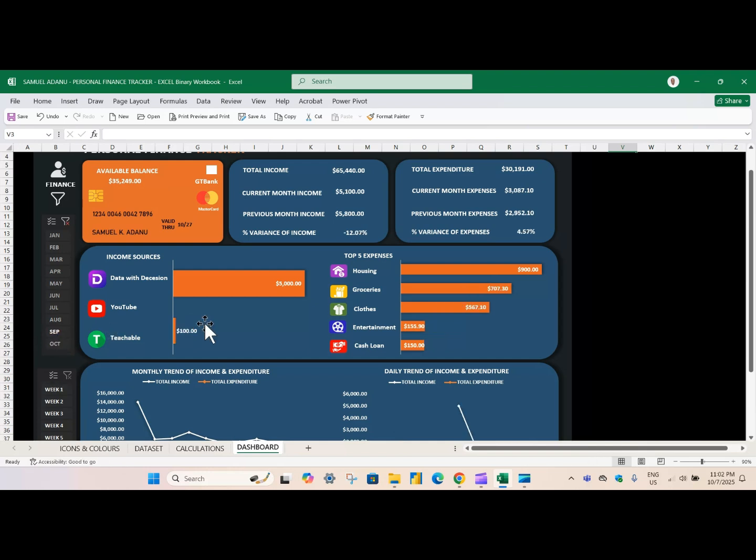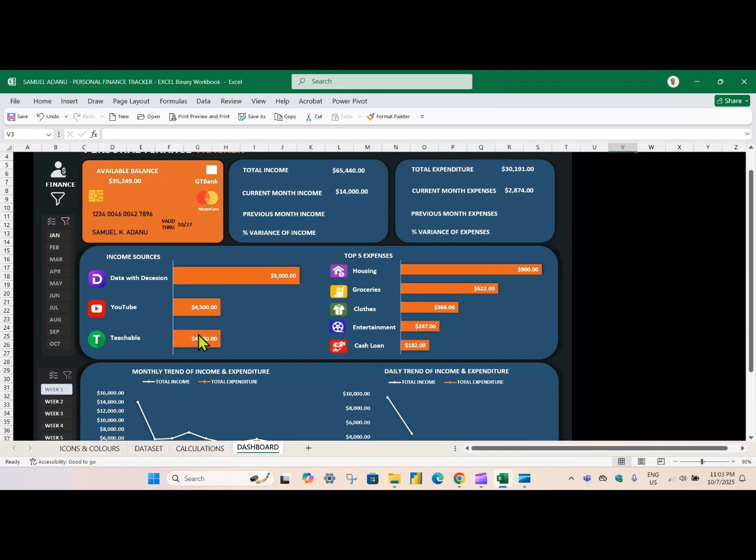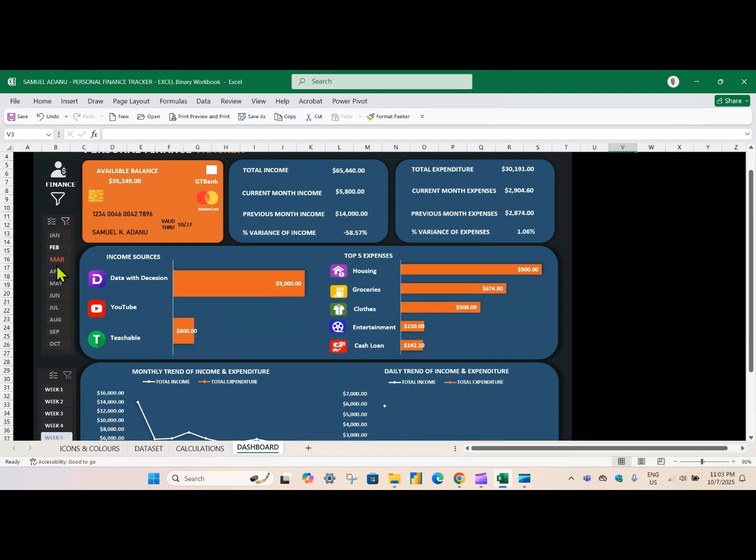September, same. October. Alright, so the insight here is telling me that on a monthly basis, data acquisition brings in an amount of 5,000 US dollars, whilst YouTube was able to generate an income of $4,500 in the month of January. In the subsequent months, YouTube generated no money. So data acquisition and Teachable are the 2 major income sources over the 10 months period.